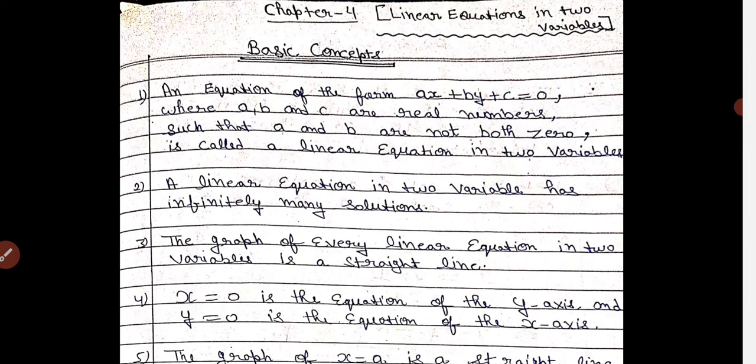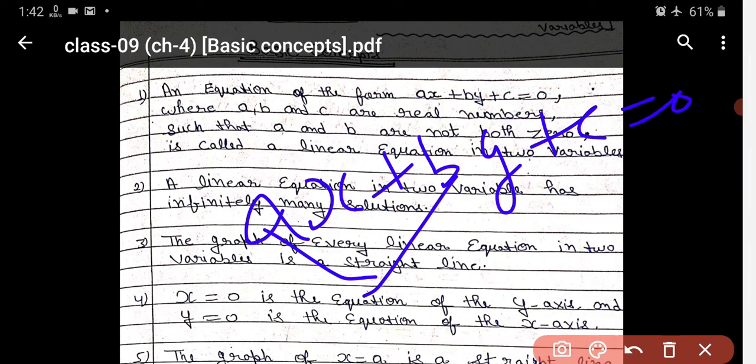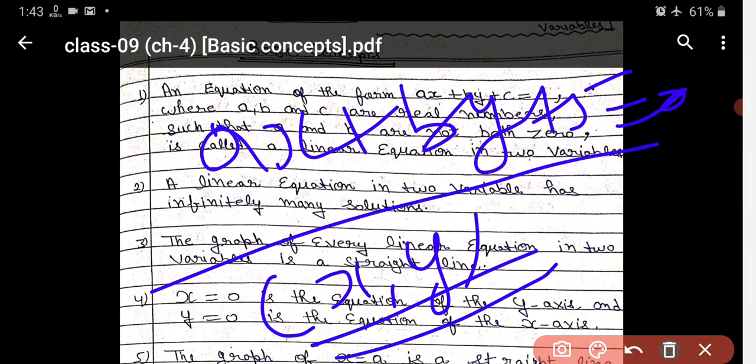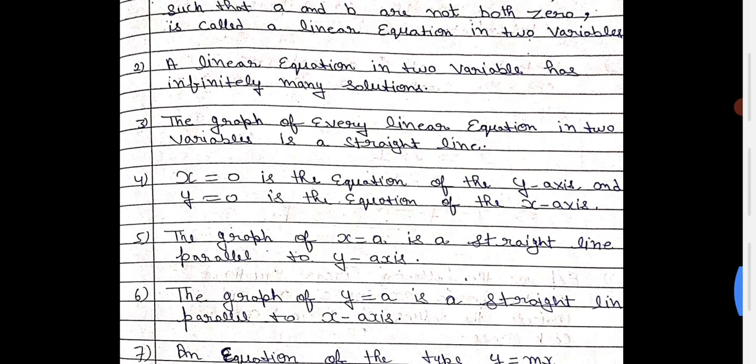An equation of the form ax plus by plus c is equal to 0. The general form is ax plus by plus c is equal to 0, where a and b are not equal to 0. If they were 0, then it does not remain a linear equation in two variables. And linear means the degree should be 1. Now a linear equation in two variables has infinitely many solutions. If you have any equation in two variables, you can find infinitely many solutions. Solution means a value of x and a value of y together. The graph of a linear equation in two variables is a straight line, as I told you. If you draw the graph of a linear equation in two variables, you always get one straight line.